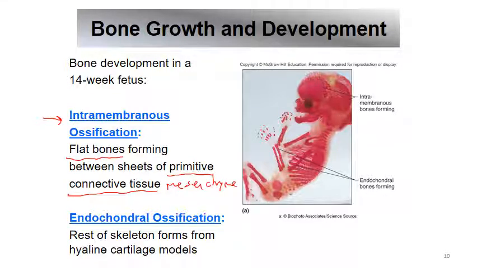or mesoderm. Endochondral ossification, this forms all the other types of bones, so long bones, irregular bones, short bones, so the rest of the skeleton. And know that this type of bone formation is starting out from hyaline cartilage. Okay, so I'm going to put a big star here. Know the ones that I underlined, that I added here.